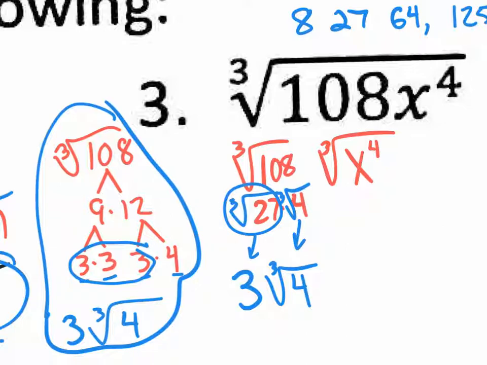If your mind blanks out, you could use the factor tree, or if you have a calculator and you're able to do it, you could rewrite with multiplication to get 27 times 4.